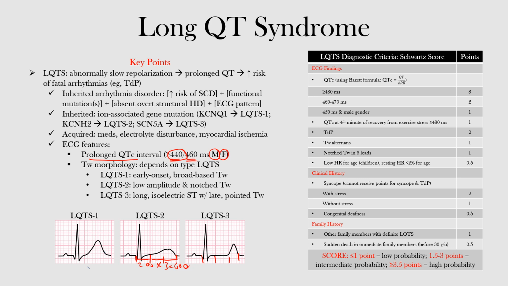So remember, when you look at the QTc interval, we can use the Bazett formula. We would take the QT interval and divide that by the square root of the R to R interval. That's how you get that. And usually on the EKG strip, you'll see that the QTc interval is oftentimes given to you.